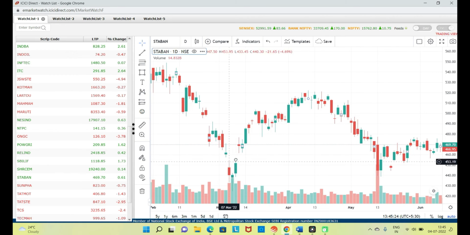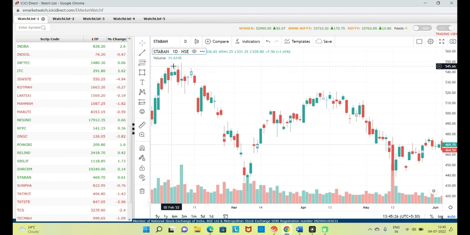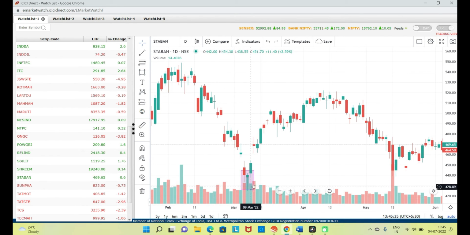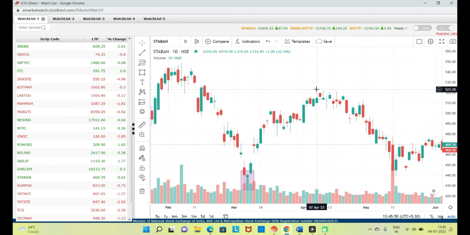Yes, here it is. See, the trend is down and you can find a hammer here. And after that the stock has moved up. Okay, this is how it would work. So basically the color of the candle does not matter, but it has to be formed at the bottom of the trend, the downtrend, and after that you can see the trend reversal in the stock.